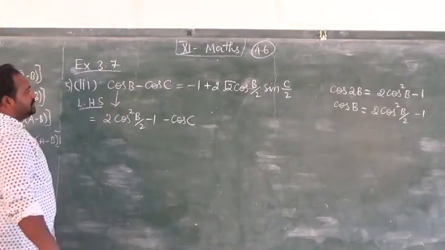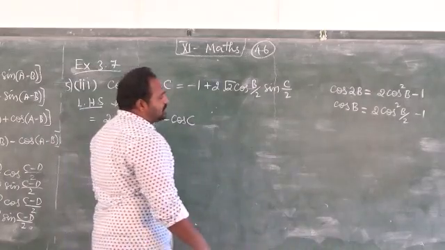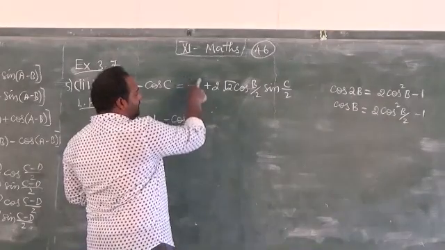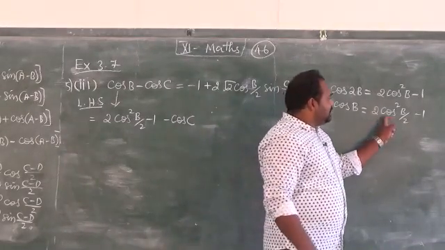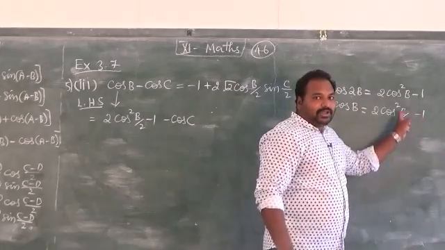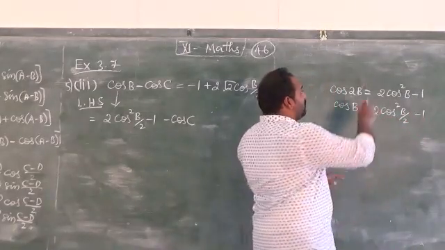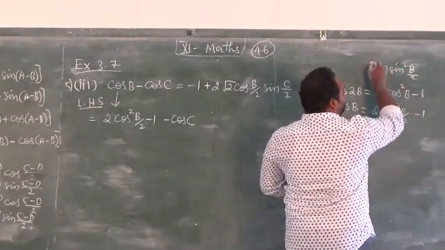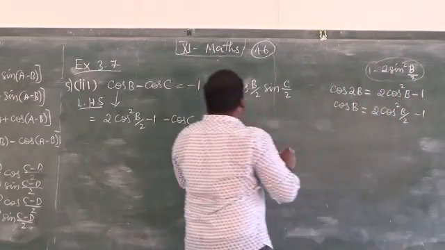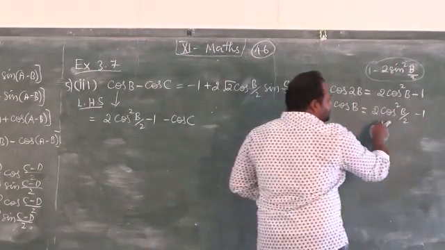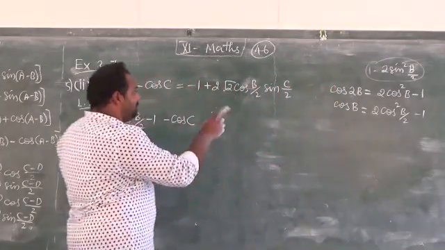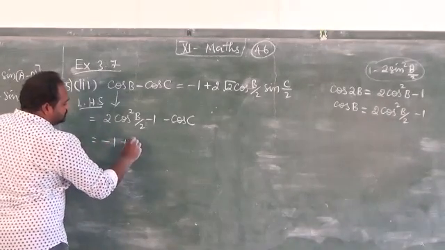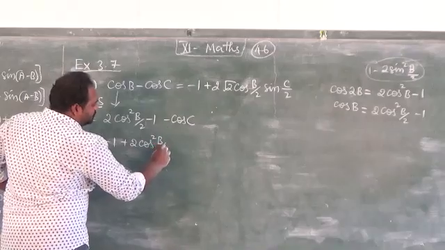This is the LHS. Why am I using this formula? Sir, what is the purpose of using this formula? Here in the answer I have minus 1, isn't it? So if you use this formula, we will get minus 1. That's why I am using this formula. We have another formula, 1 minus 2 sin square B by 2, but I am not using it because I need a minus 1 on the right hand side. So, minus cos C. Next, minus 1, I am bringing this side, plus 2 cos square B by 2.